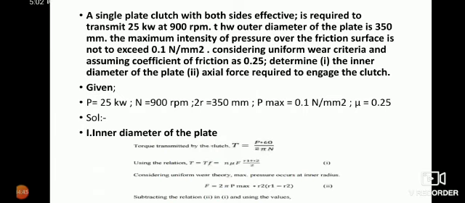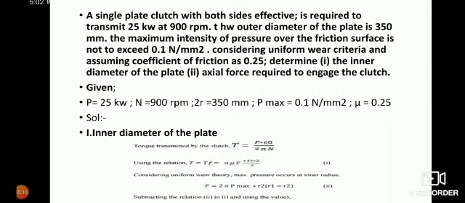Given data: power 25 kilowatt, N 900 rpm, outer diameter 350 mm, P max 0.1 Newton per mm square, mu 0.25. Solution: inner diameter of the plate. Torque transmitted by the clutch, T equal to P into 60 divided by 2 pi N. Using the relation T equal to Tf equal to n mu F (R1 plus R2) divided by 2. Considering uniform wear theory, F equal to 2 pi P max into R2 into (R1 minus R2).